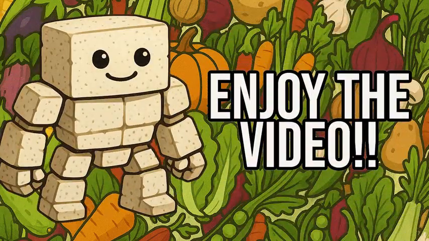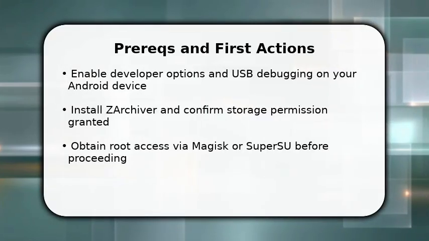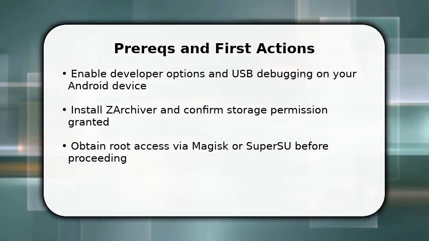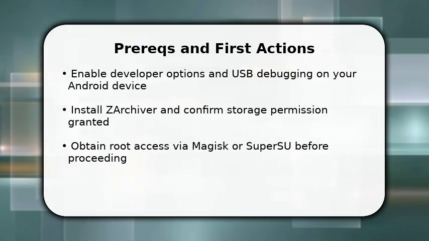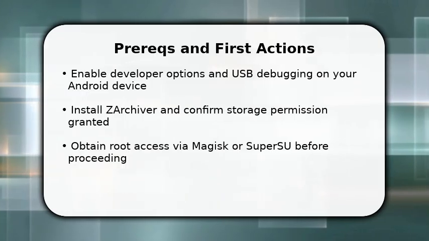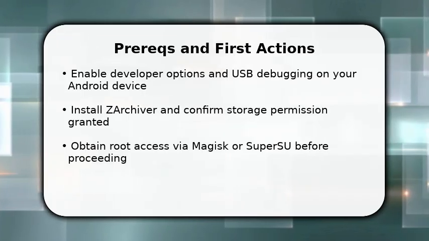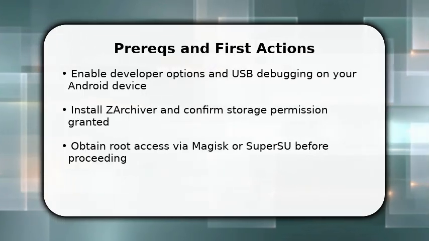Please enjoy the video. You start by confirming prerequisites. Your device is rooted and Zarchiver has storage permission. Next, open your root manager, for example Magisk, and verify root is active for system apps. Once done, launch Zarchiver, grant any requested permissions, and navigate to the top-level file system.